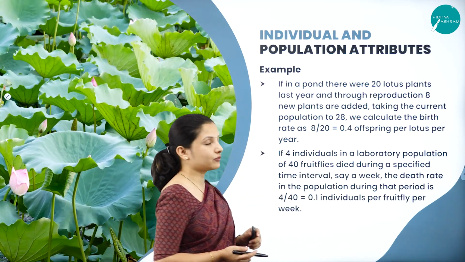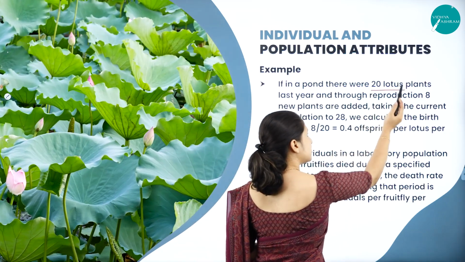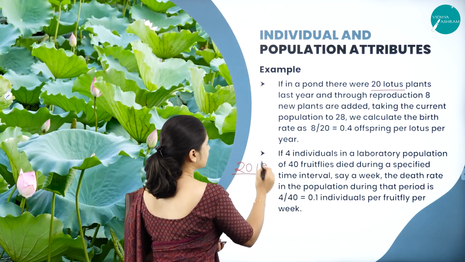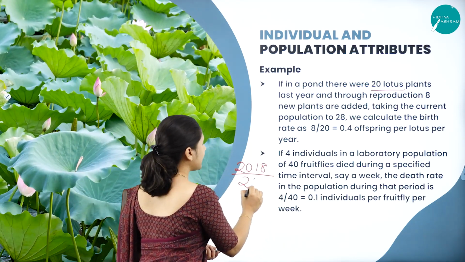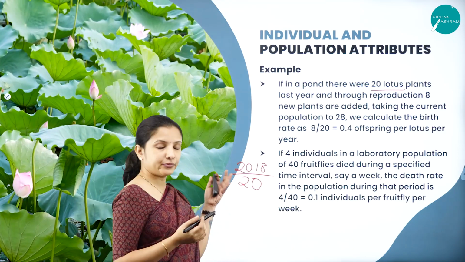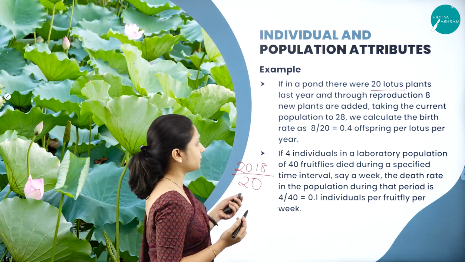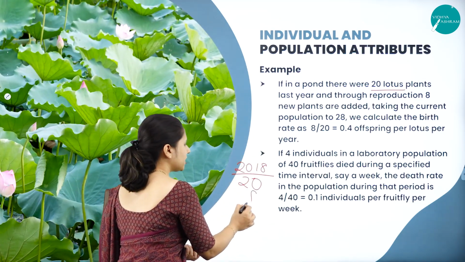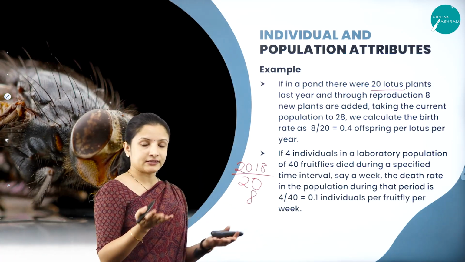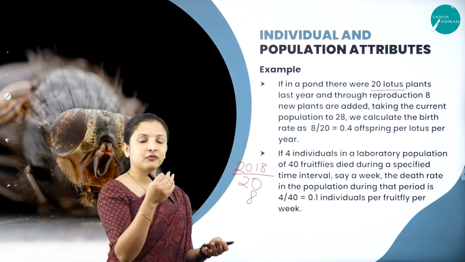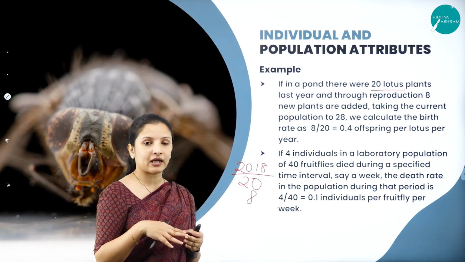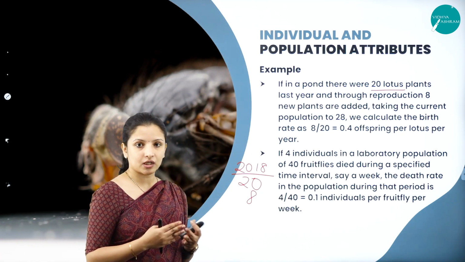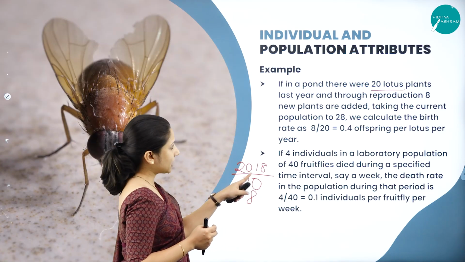So in a pond, there were 20 lotus plants. Last year in 2018, how many lotus plants were there? For example, there were 20 lotus plants in a pond, and through reproduction, 8 new plants got added. Now here it is easy for us, right? We can count. Last year it was 20. Next year, another 8 will be there. When you're counting, an extra 8 would have been added. It means reproduction has occurred, wherein 8 new plants have been produced in that particular pond or population, right? So here 20 plus 8.